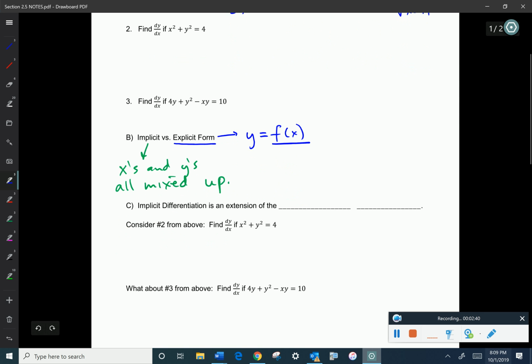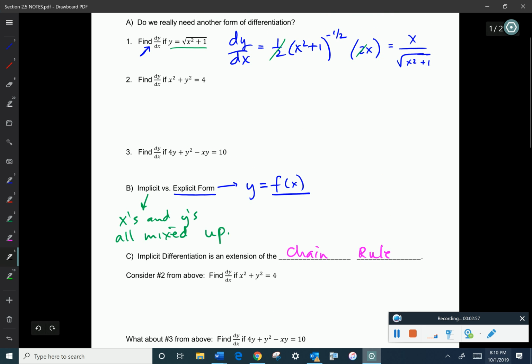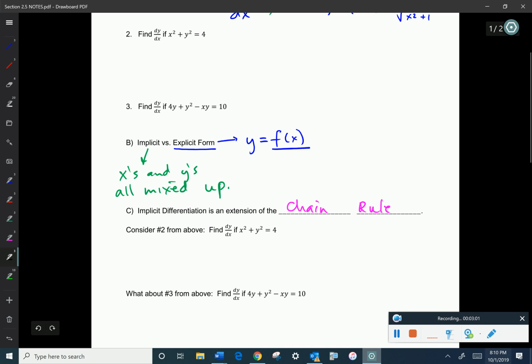Okay, so basically implicit differentiation is an extension of the chain rule. Now it's not like you have to tell yourself, hey, I'm getting ready to do the chain rule, but that's where it comes from. So if I want to think about number 2 from above, I know I said I didn't need to use implicit, but I'm going to. The way it would work is I would just start on the left, and I'm going to take the derivative of every single term and work my way across.